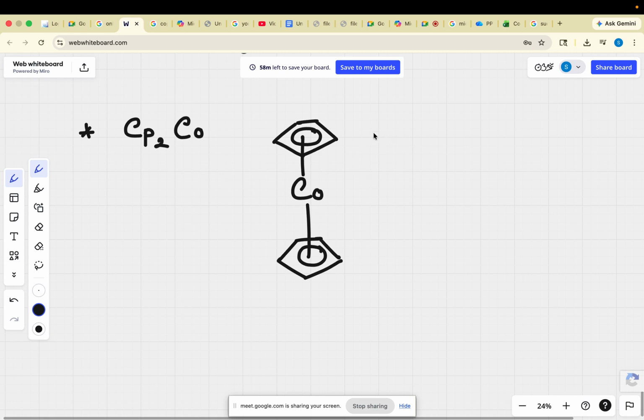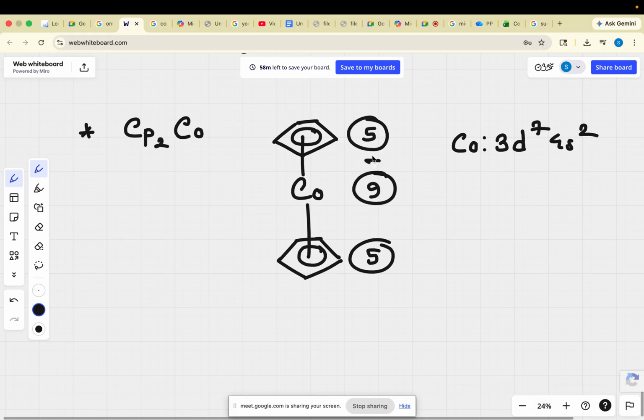If you follow the neutral method, 5 electrons from this Cp unit, again 5 electrons from this Cp unit, and cobalt is neutral. Consider cobalt as neutral. Cobalt is 3d7 4s2. So how many electrons do you get from the cobalt center? 9. Add them. What is the total? 19 electrons.